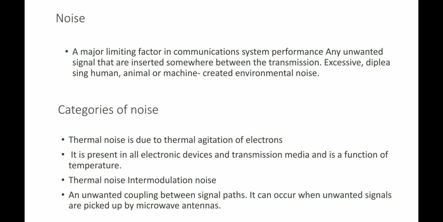Noise, a major limiting factor in communication systems, is any unwanted signal that is inserted somewhere between the transmission. Examples include human, animal and machine created environmental noise. Categories of noise. Thermal noise is due to thermal agitation of electrons. It is present in all electronic devices and transmission media and is a function of the temperature.